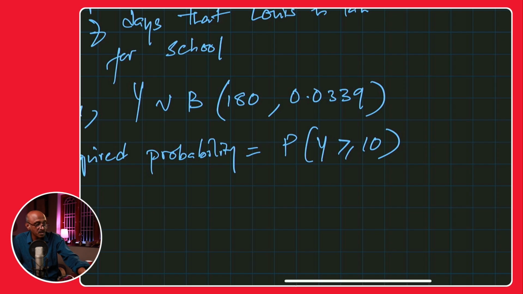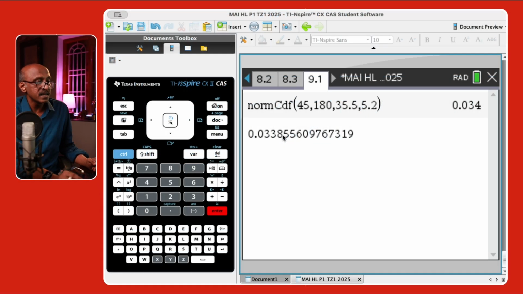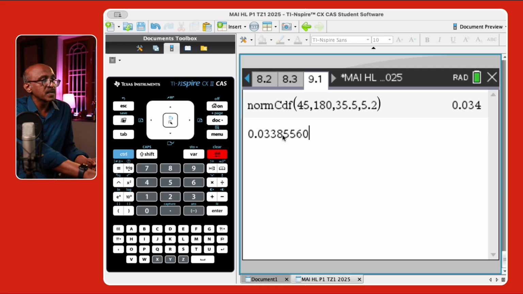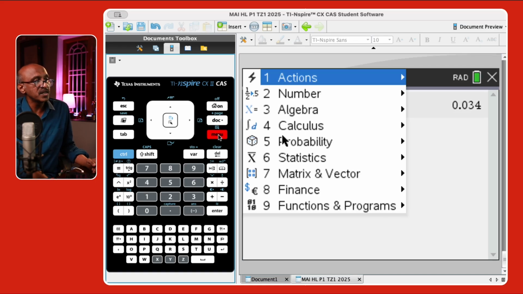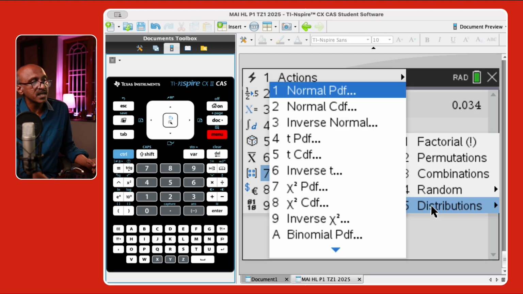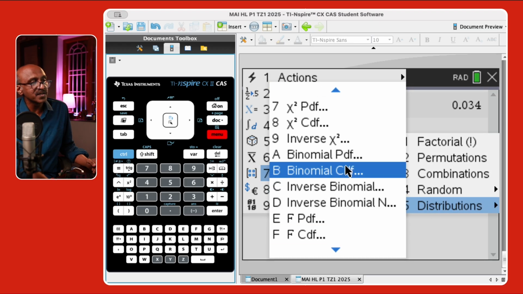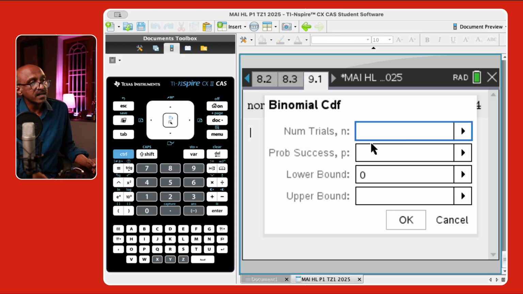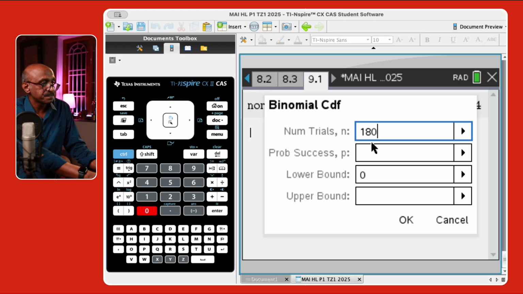Okay, so I'm going to switch to the calculator now quickly, and I don't want this one, right? So I'll just back up. Okay, and then we go through menu. This time let's just use the probability, and number 5 is distributions, and we are looking at binomial CDF. Okay, not PDF, CDF. Okay, and the number of trials is going to be 180. Probability of success, I'm going to enter it as 0.0339, and if I didn't enter a point and put a comma, it would have given me an error.